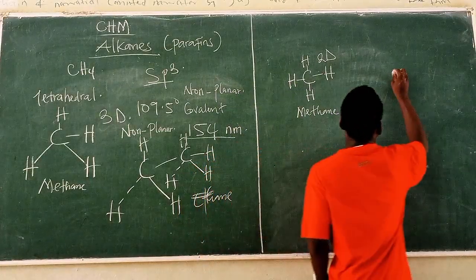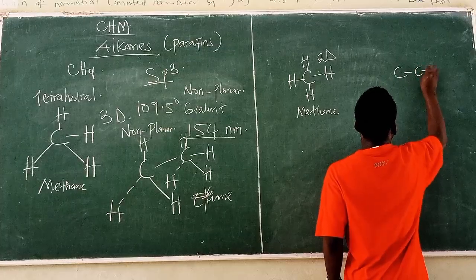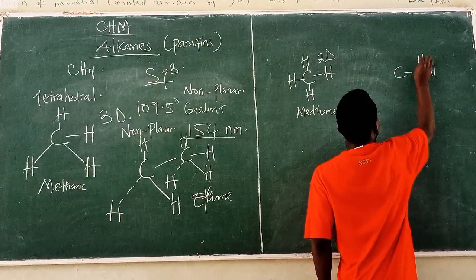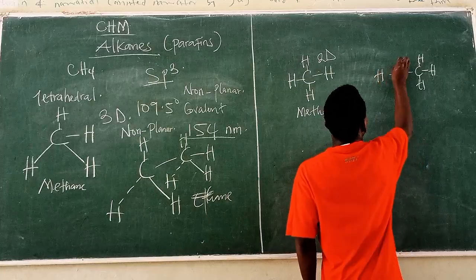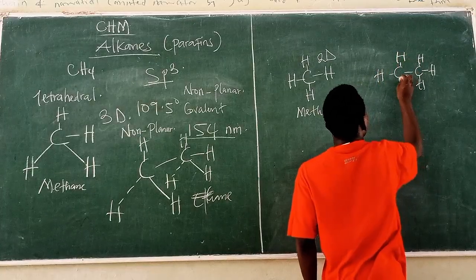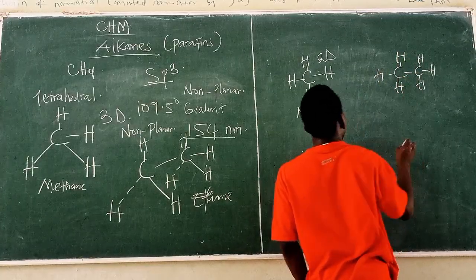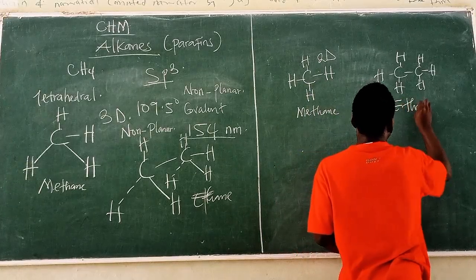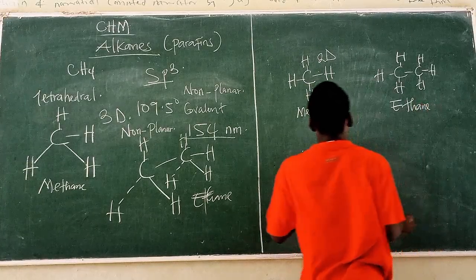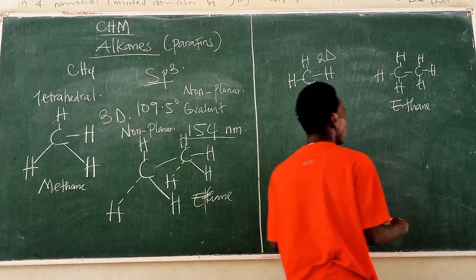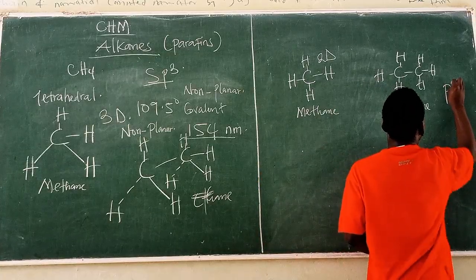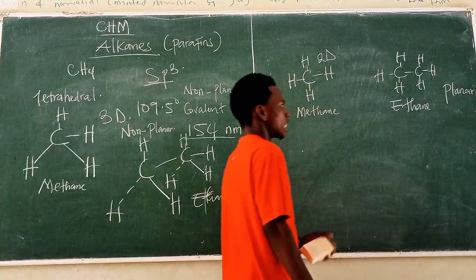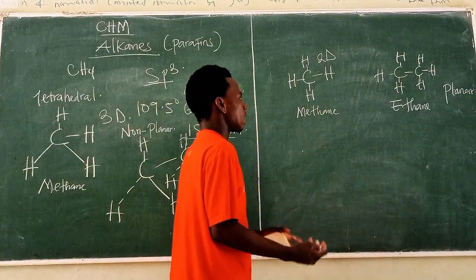Also, for ethane, it is drawn the same way. Each covalent bond is linked using a hyphen. Now, this is the 2D structure of ethane. So, the 2D structures of alkane are planar, unlike the 3D structures that are non-planar.